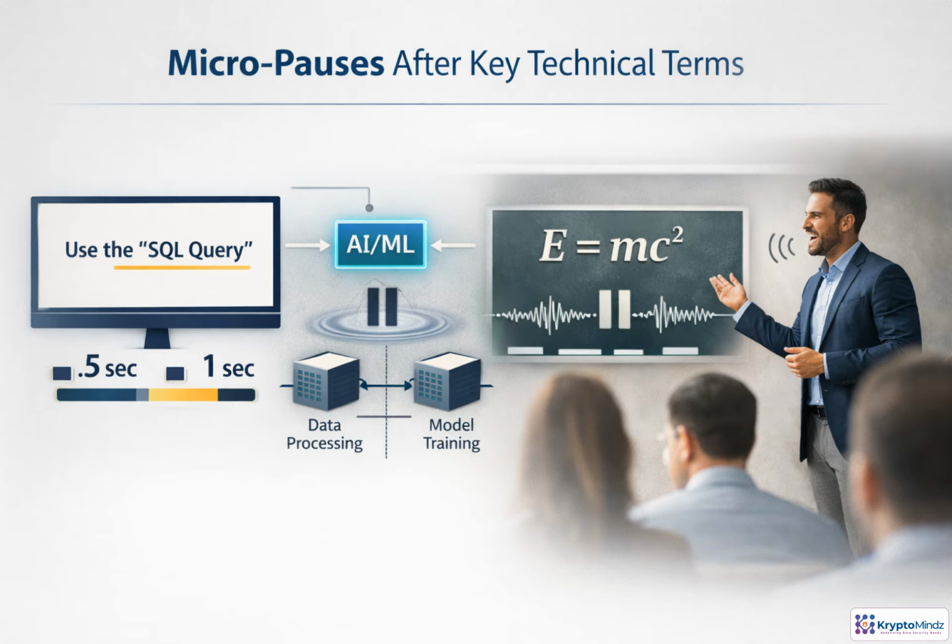When you introduce a term like SQL query, AI/ML, or API gateway, give learners a tiny moment to register it. Half a second is often enough. Say the term with slight emphasis, then pause before continuing. For example, an API gateway acts as a single entry point for client requests. That breathing space tells the brain, this is important, and keeps technical language from piling up too quickly.